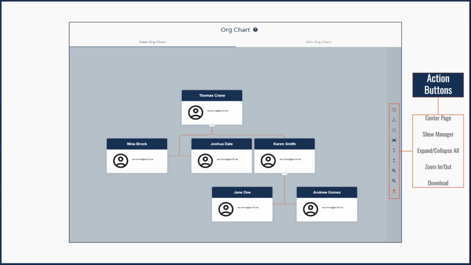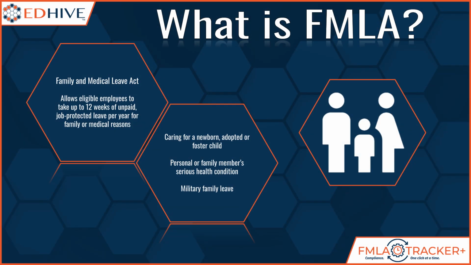Now that we have covered the EdHive dashboard, let us dive into the FMLA Tracker Plus app. First, what is FMLA? FMLA stands for the Family and Medical Leave Act. It allows eligible employees to take up to 12 weeks of unpaid, job-protected leave each year for certain family or medical reasons. These reasons include caring for a newborn, adopted, or foster child, addressing a personal or family member's serious health condition, or taking military family leave.